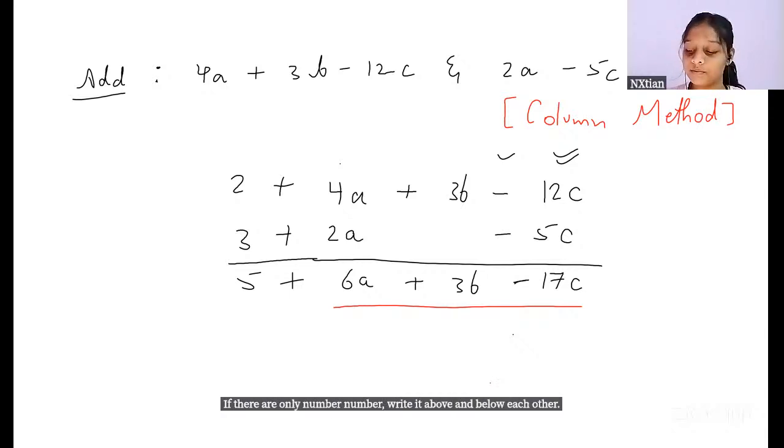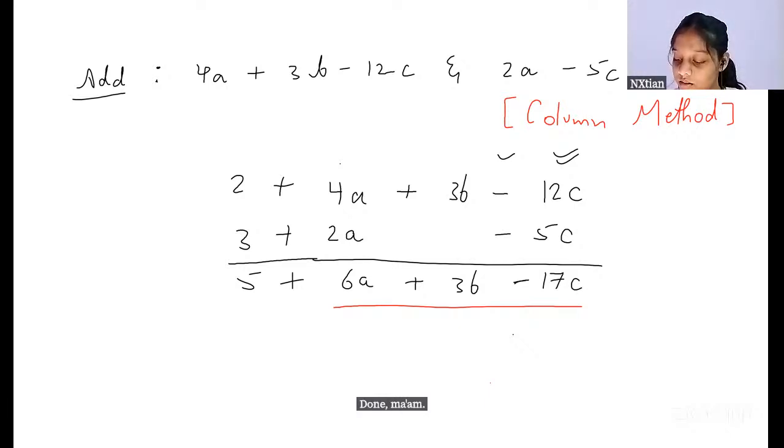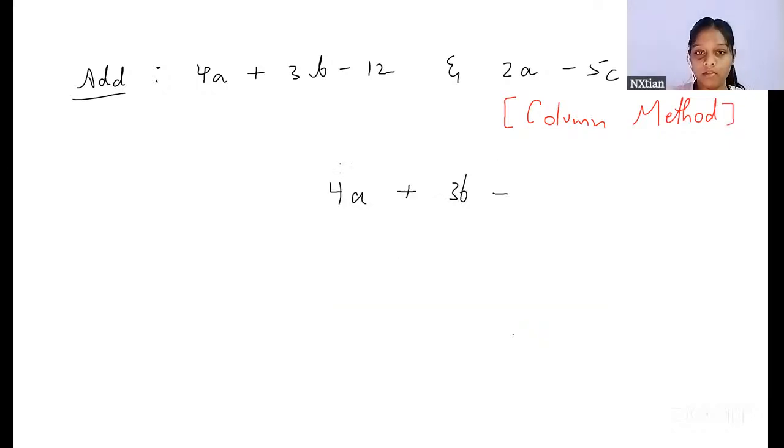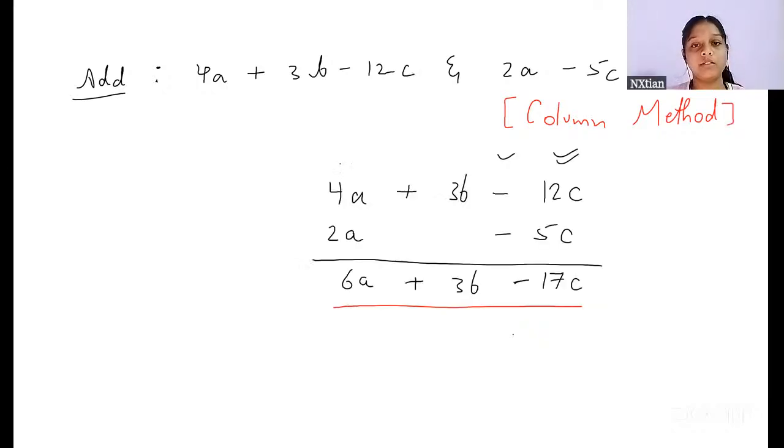Ma'am, I have a question. When we did the 12c plus 5c, we don't carry over to 3b. We just write it as it is. No, we don't carry over to 3b. Ma'am, we don't carry over to b because b is a different variable than c.